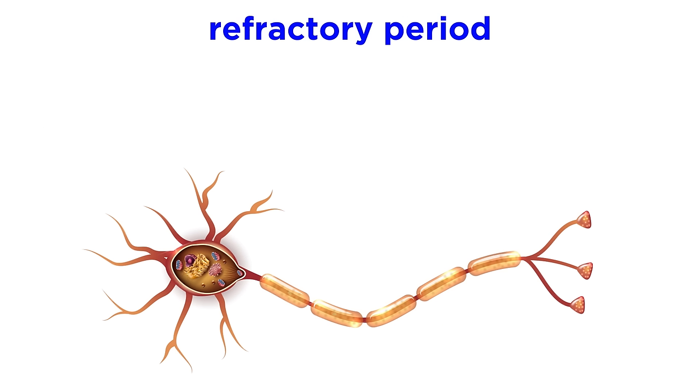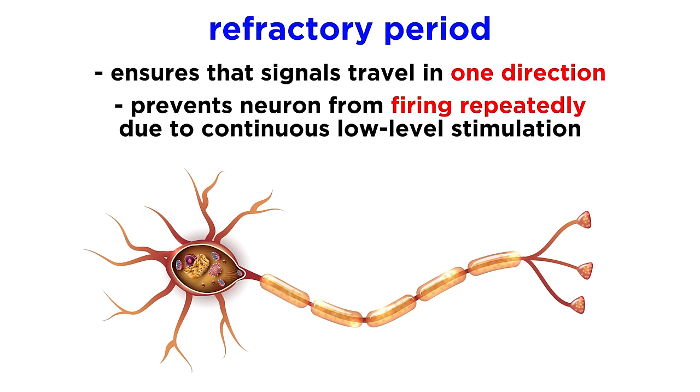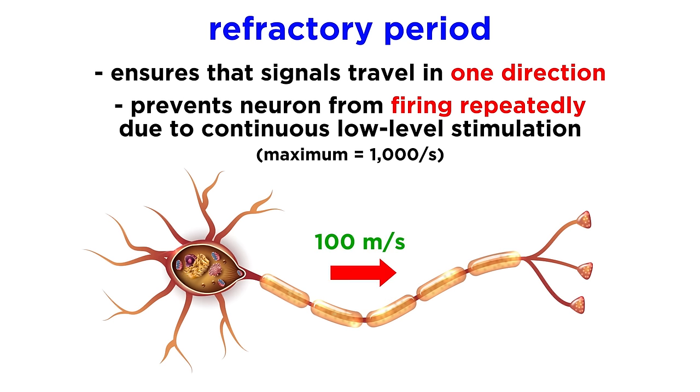This serves an important biological function. It ensures that signals travel in one specific direction along an axon, and it prevents the neuron from firing repeatedly due to continuous low-level stimulation, firing a maximum of about 1,000 times per second. In general, the action potential travels very fast, around 100 meters per second or more, and the precise speed will depend on the type of neuron.